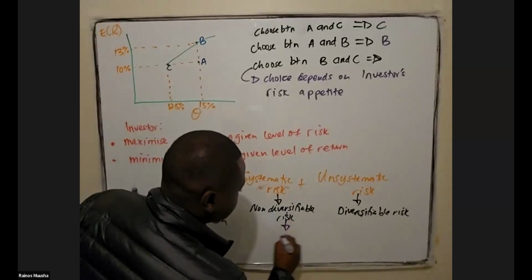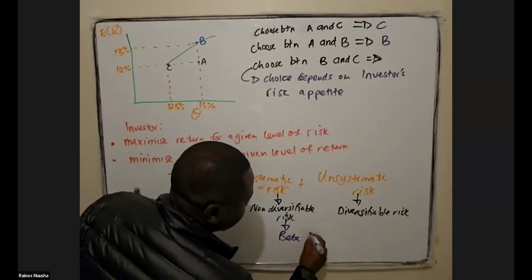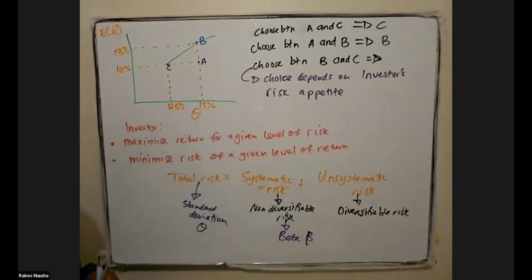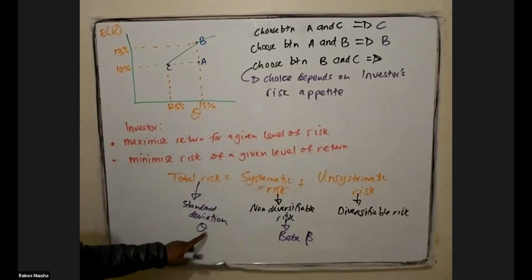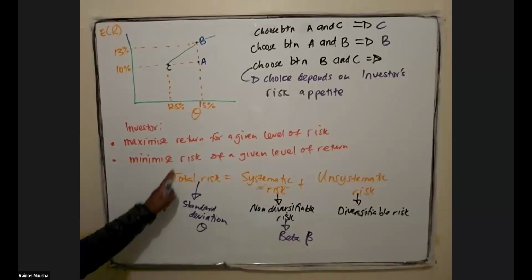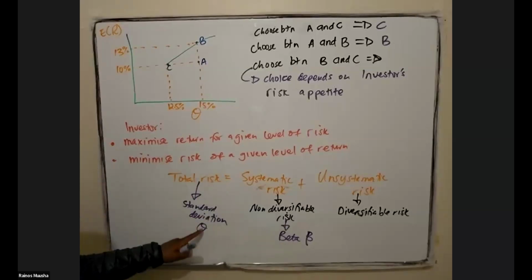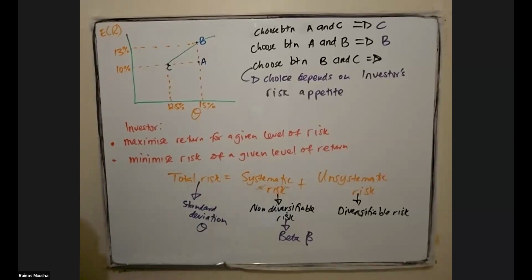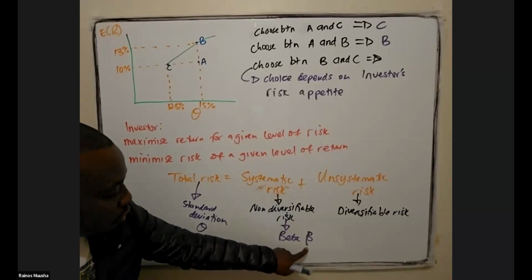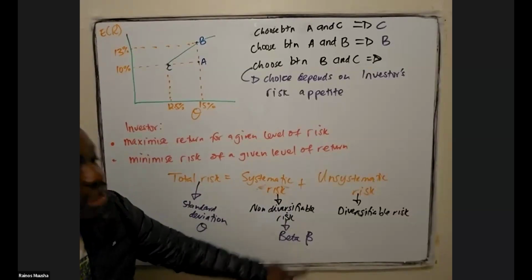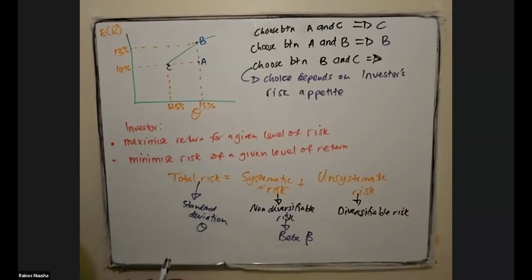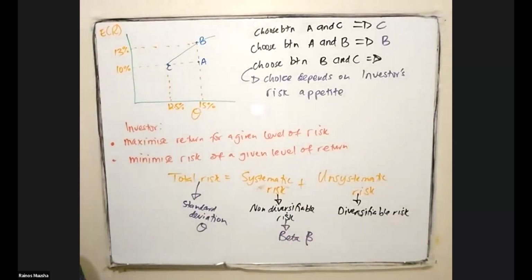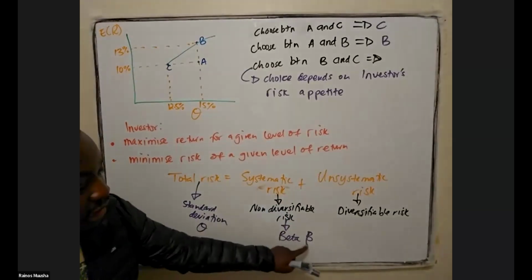And then your systematic risk is measured by beta, which is represented by this B with a longer tail. So this notation and this notation are all measures of risk, but standard deviation measures total risk, and beta measures systematic risk. The only time we worry about systematic risk is where we're assuming your portfolio is fully diversified, and the only risk you're worrying about is your systematic risk. That's the difference between this sign and that sign.